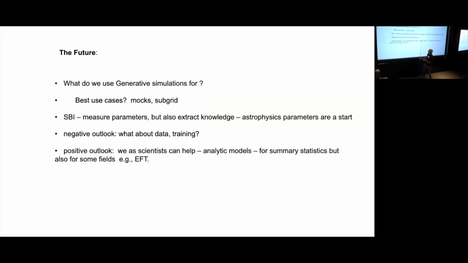Apart from that, we need to be sort of careful, right? So simulation-based inference, okay, we'd like to be able to measure parameters. We also want to extract knowledge somehow. We need to explain basically what's going on. And a good start is already these astrophysics parameters that, say, CAMELS is constraining.